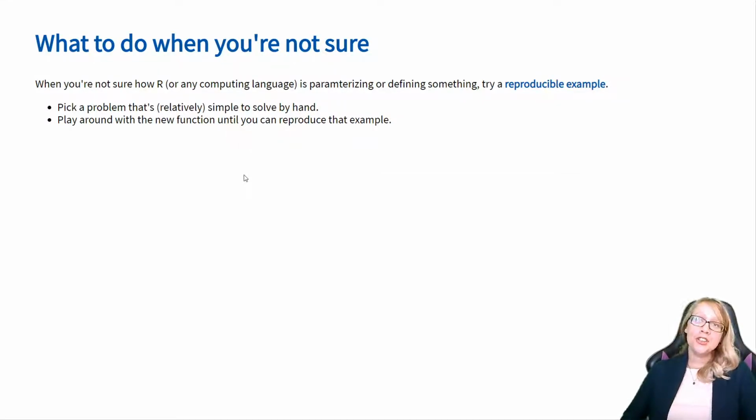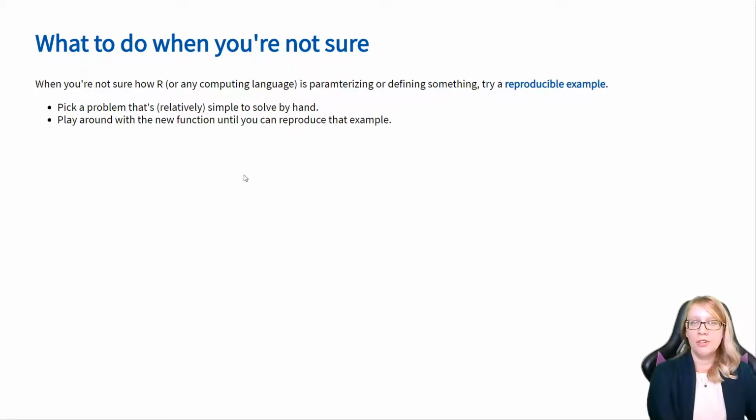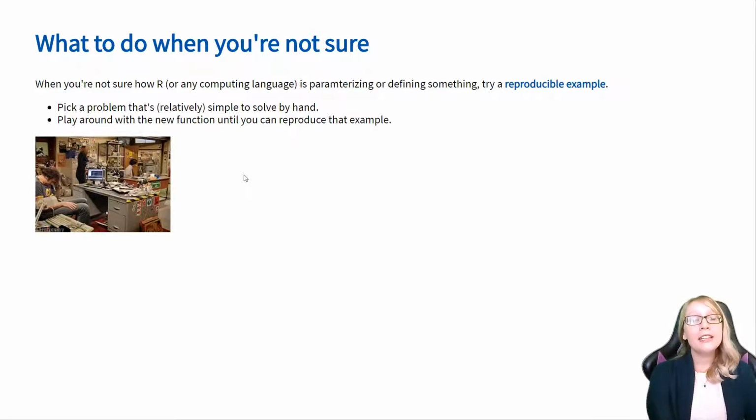Now, when you're not sure how R, or really any computing language, is calculating something or defining some distribution, try using a reproducible example. Try doing what we have just done. Pick a problem that is reasonably simple to calculate by hand, calculate it by hand, and play around with the new function that you're learning until you can reproduce the example. You do not need to throw your computer at the wall. It is okay. We'll figure out how all of these are working. But in my experience, one of the best ways to really learn how a function is working is to play around until you can reproduce an expected output.